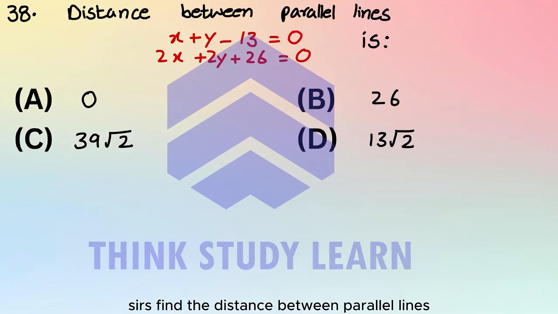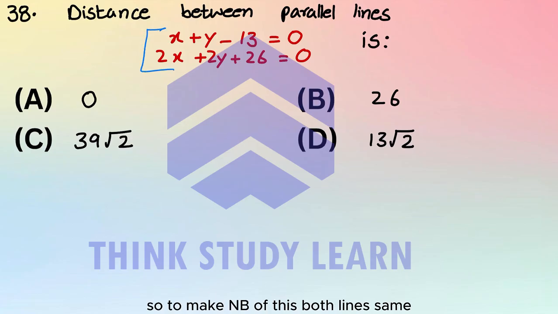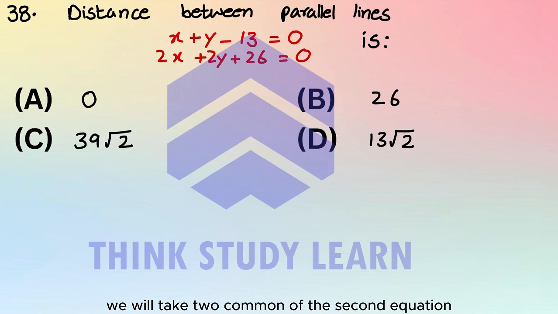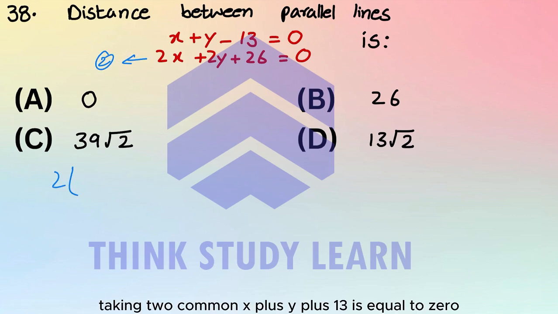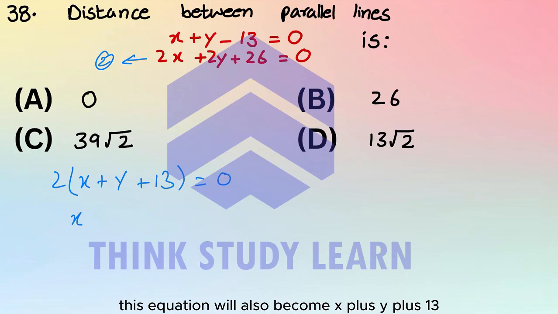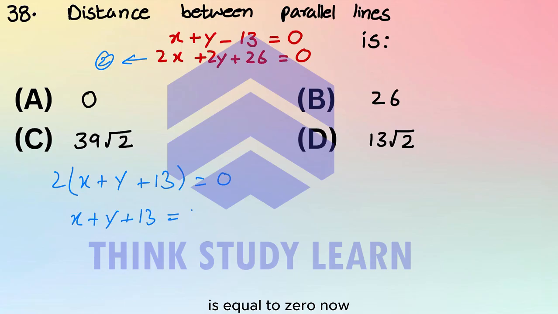The next question states, find the distance between parallel lines x plus y minus 13 is equal to 0 and 2x plus 2y plus 26 is equal to 0. We know that two lines will be parallel if A and B of both the lines are same. So to make A and B of these both lines same, we will take 2 common of the second equation. Taking 2 common, x plus y plus 13 is equal to 0. This equation will also become x plus y plus 13 is equal to 0.